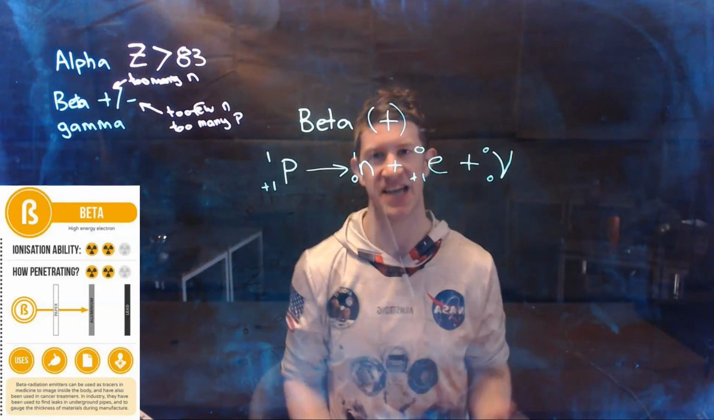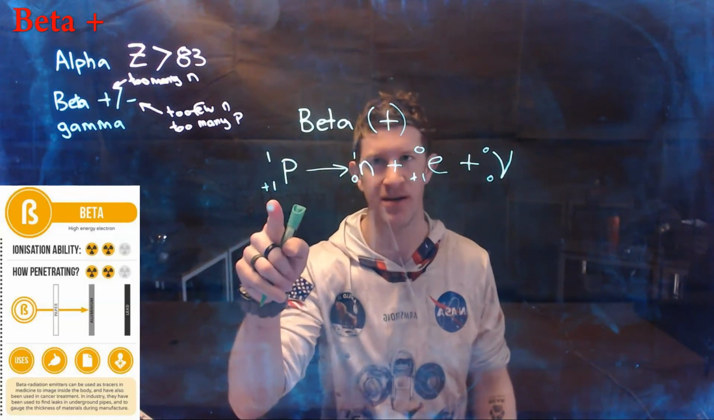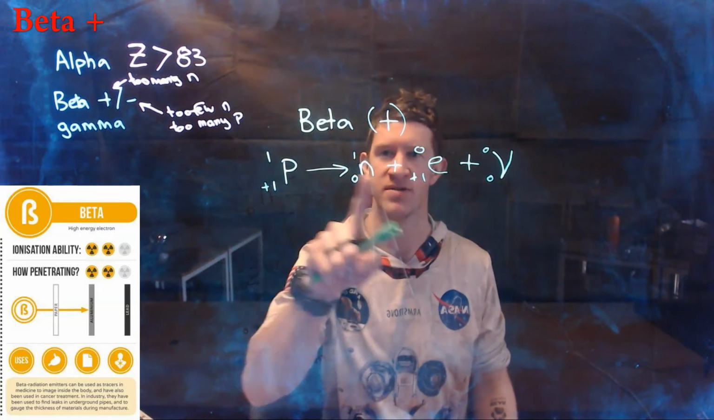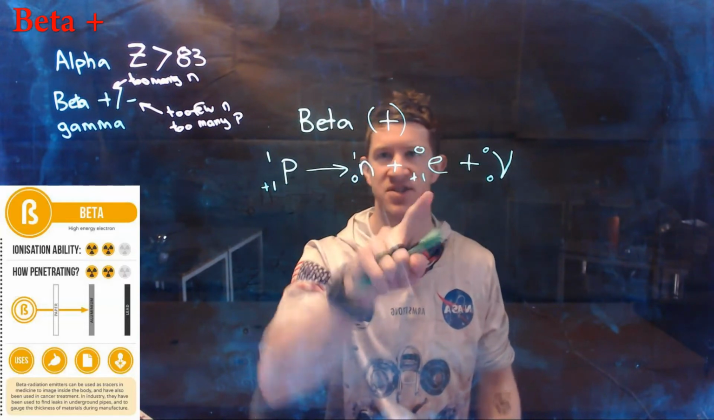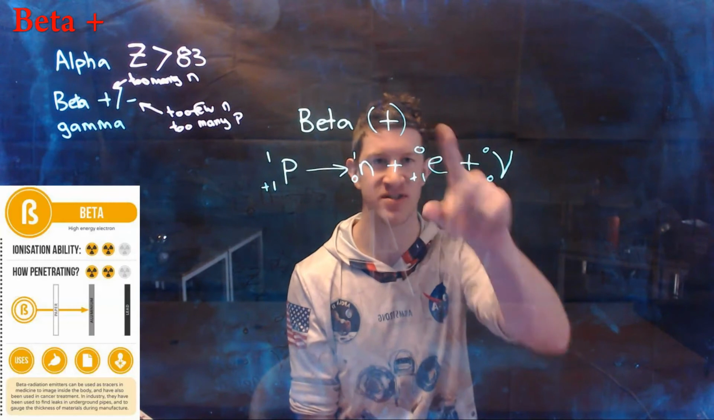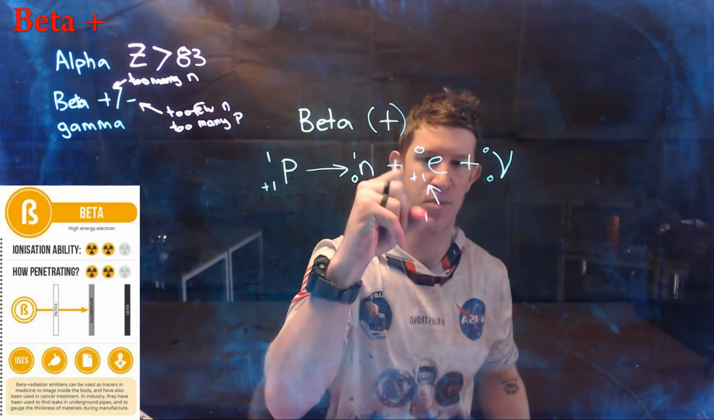In beta plus case, we've got the opposite effect. Remember in beta minus, the neutron decayed into the proton. In beta plus, the proton decayed into the neutron. So we're producing a neutron. As a result, because of the plus, we get our positron. So remember, this is the antiparticle to the electron. So this is our positron.